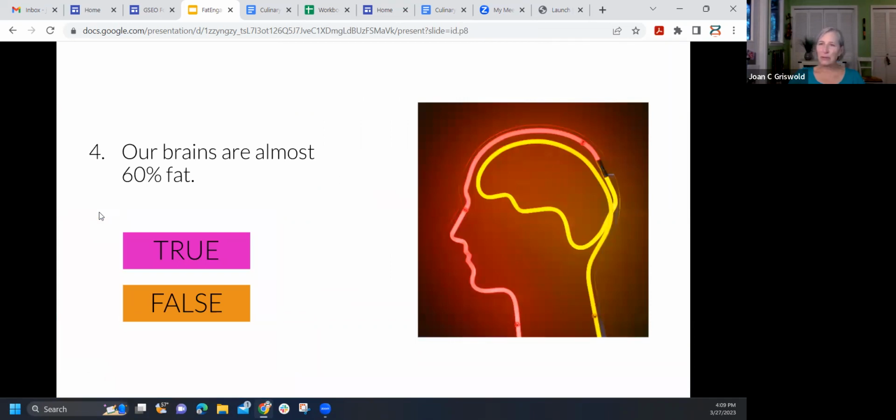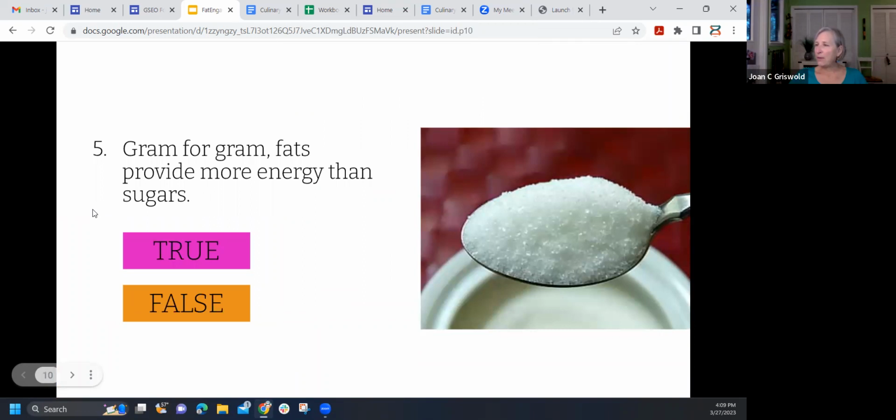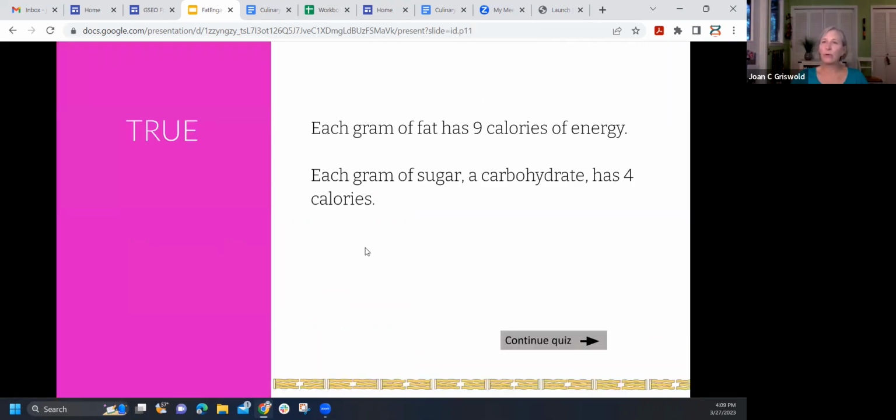Our brains are almost 60% fat. I thought that was interesting, so I threw it in there. We do need fat, and especially in our brains. And then gram for gram, fats provide more energy than sugar. And this is true, and this is part of the lesson that will become important because there are some caloric density labs that go along with the fat section. So just the idea that fat contributes 9 calories per gram, whereas proteins and carbs, of course, are 4 calories per gram.